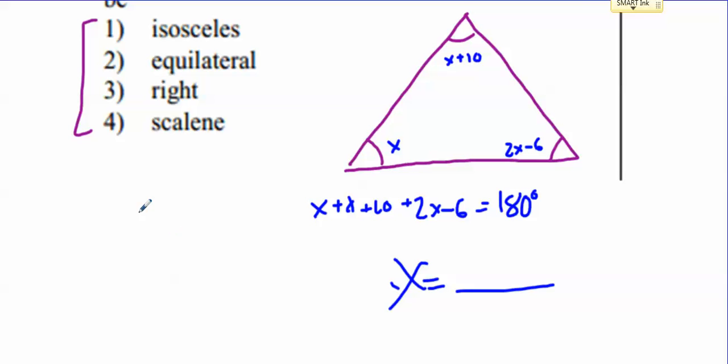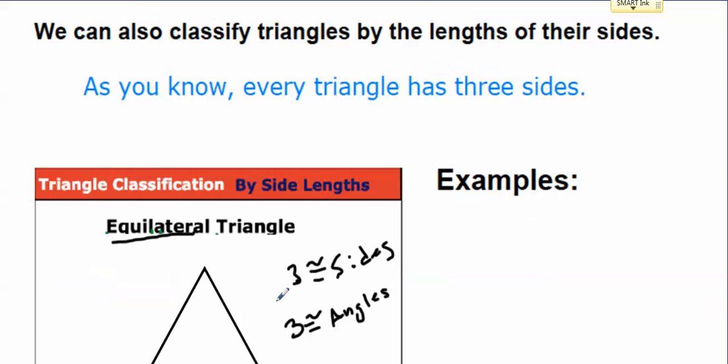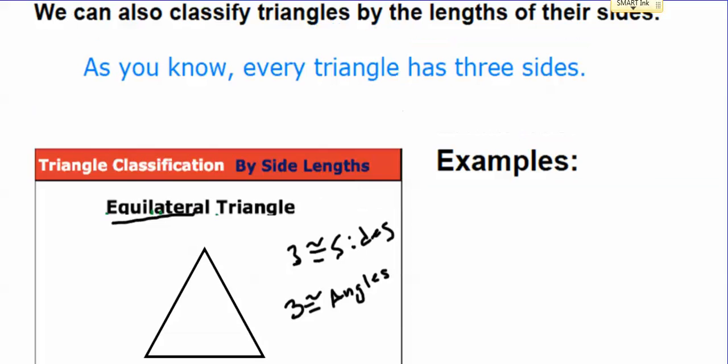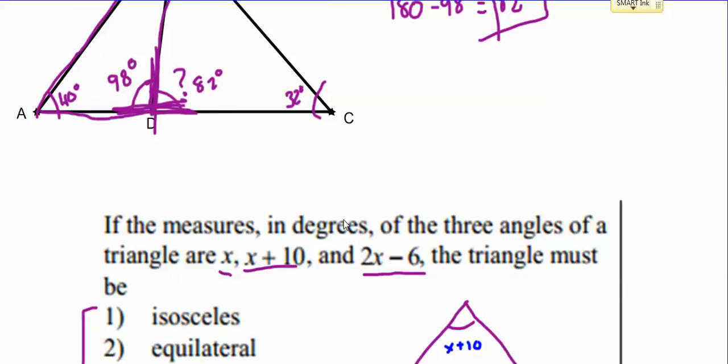From there, you're going to plug x into your three angles. So you're going to plug it in for x and find out what that angle is, x plus 10, you're going to find out what that angle is, and then 2x minus 6. You're going to find out what those three angles are once you know x. Once you find out what your three angles are, you just go back to your definitions. Are there 3 equal sides, 2 equal sides, or 1 equal side? Once you have that, you're good to go.